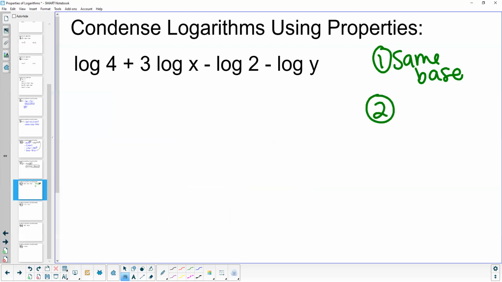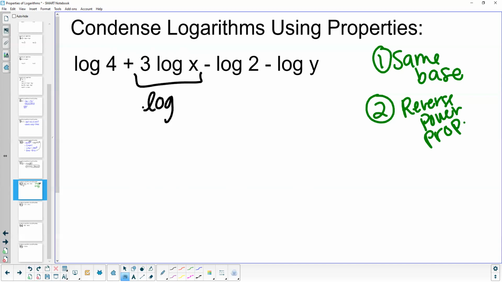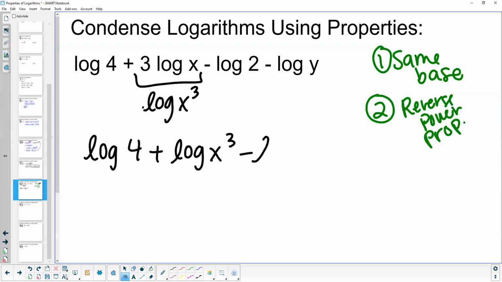The next thing that we want to do after we find that same base is we want to do that reverse of the power property. And so what that reverse of the power property says is basically it's going the other way. So instead of having a power that I bring to the front, if there's a number up front, I'm going to rewrite it as a power. So in this case, we have one of those. And I'm going to rewrite our entire expression here. But this piece here is the one that can be rewritten using that power property. So now it's actually going to be a log base 10 of x to the power of 3. Oof, stumbling over my words. So now we've got a log of 4 plus a log of x to the third minus a log of 2 minus a log of y.